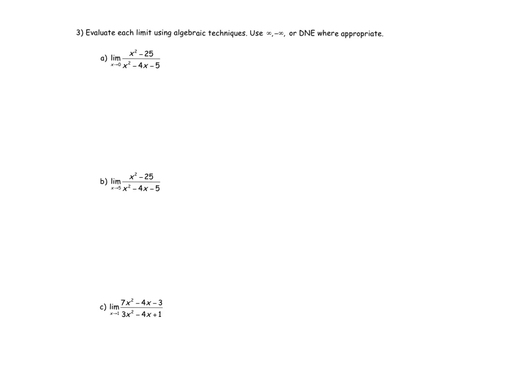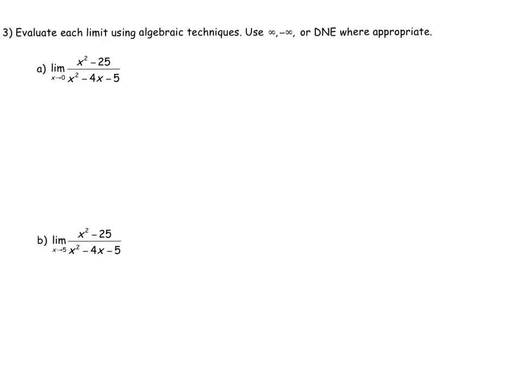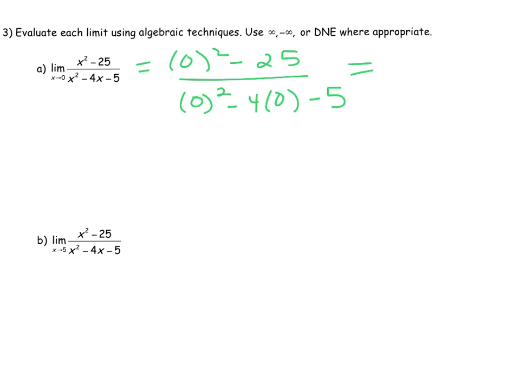So first things first, I always look to see if I can substitute right in, which is what I'm going to do right now. So let's substitute in. I have 0 squared minus 25 all over 0 squared minus 4 times 0 minus 5. Always go to substituting in first, guys. It's going to save you time. So I have negative 25 over negative 5, and I end up getting 5. So it actually worked out. I didn't need to factor anything. I was able to just do direct substitution, and it worked out nicely.